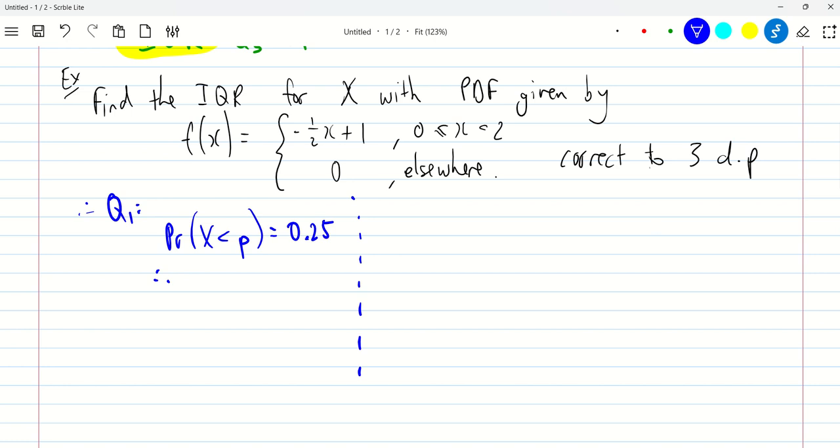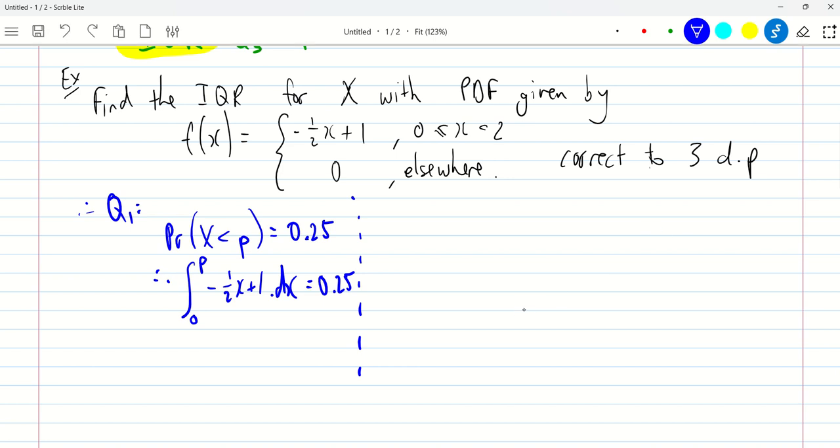So the probability that x is less than p is the integral. Because it's less than p, it goes from our furthest left starting point, which is 0, up to p. So we go from 0 up to p, and we put our function in here, negative half x plus 1 dx, and that's going to be equal to 0.25. We're trying to find the value of p such that the area under the curve is equal to 0.25, and we'll solve that.